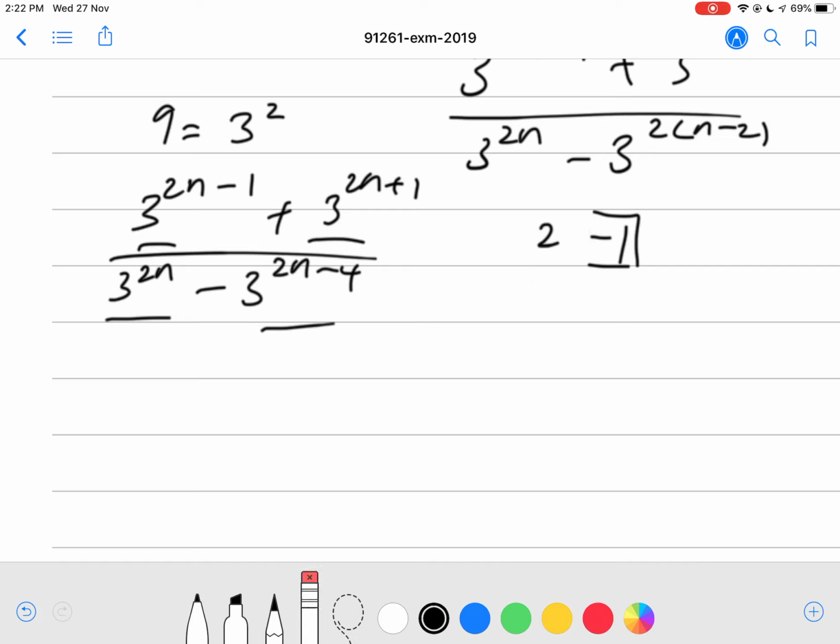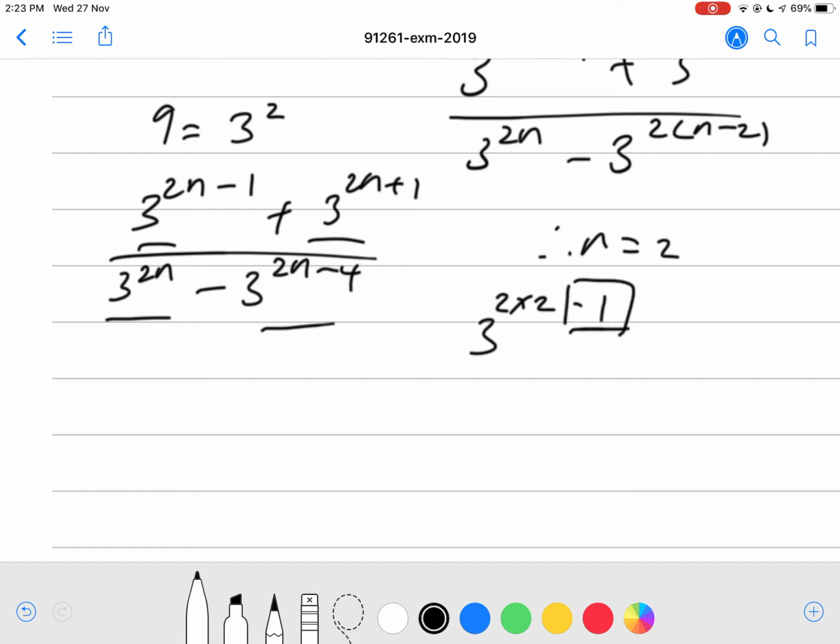Let's say, just as an example, that n equals 2. If we set n equals 2, then we would have 3 to the power of 2 times 2 minus 1. So this would be 3 times 3 times 3 times 3, and then this minus 1 will indicate that this will be divided by 3, because it's one less time of this 3. So basically, we're multiplying by this 3 one less time.